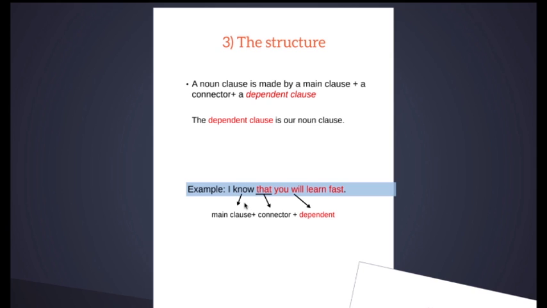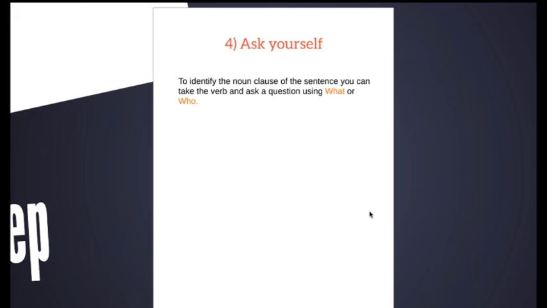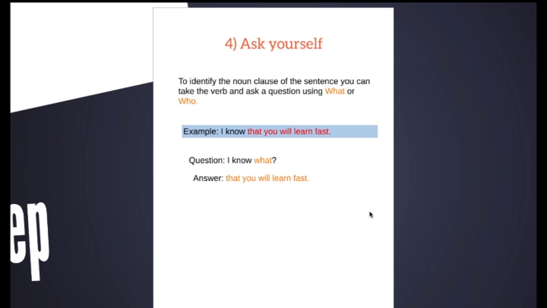So the main clause normally can't be used by itself alone. It has no sense alone, right? Like if I say, I know what? So I have to know something, right? Or this something was told before, or I'm gonna tell it, but I have to know something, right? And let me show you some other strategies to find this clause. So to identify the noun clause of the sentence, you can take the verb and ask a question using what or who. For example, I know that you will learn fast. I know what? That you will learn fast.